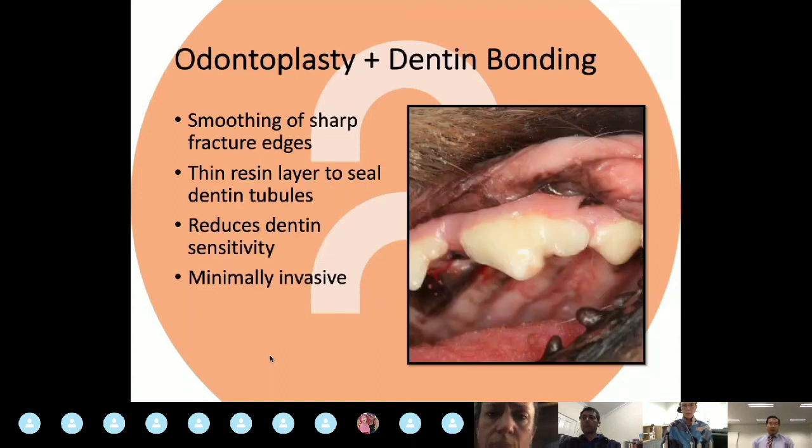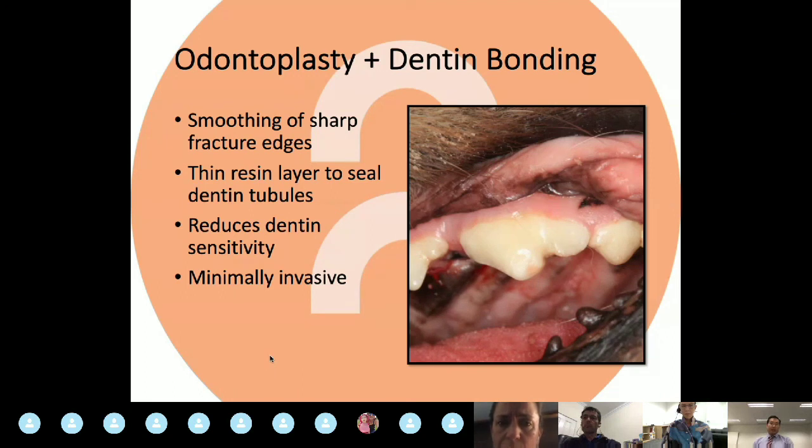Lastly, odontoplasty and dentin bonding. This is something that we do with minor fractures, so ones that don't involve the pulp cavity, ones that don't have any periapical lucencies. What we do is we smoothen the sharp fracture edges, and this is to reduce the potential for trauma to the oral soft tissues. It also minimizes the risk of that sharp fracture surface catching onto anything else and fracturing more.